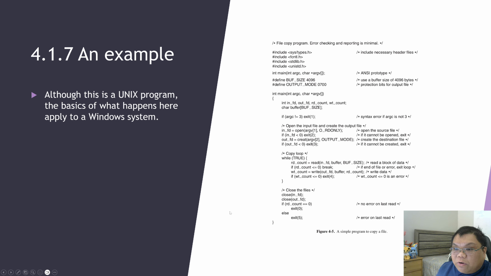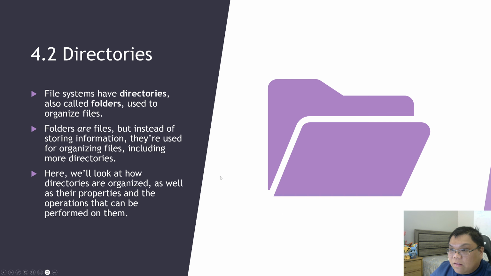Although this is a Unix program, the basics of what happens here also apply to a Windows system. And now we talk about directories here. File systems have directories, also called folders, and their purpose is to enforce organization. Folders are files, but instead of storing information, they're used for organization. We're going to look at how we can organize directories.